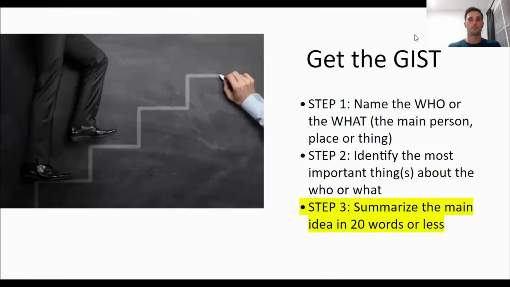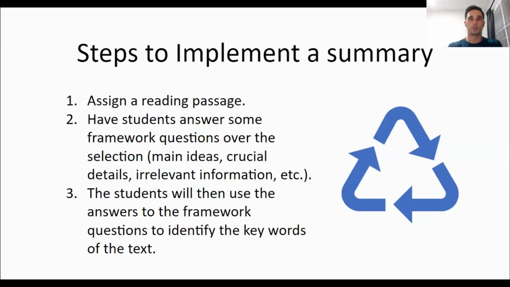Get the gist. Even though this reading strategy is composed by 3 steps, we're going to focus on step 3 for this part of the presentation. Step 3. Summarize the main idea in 20 words or less. There are a few steps needed to implement a summary. After assigning a reading passage, the teacher can ask questions about main ideas, crucial details, and also irrelevant information. Then the students will use those questions and those answers to identify the keywords of the text.